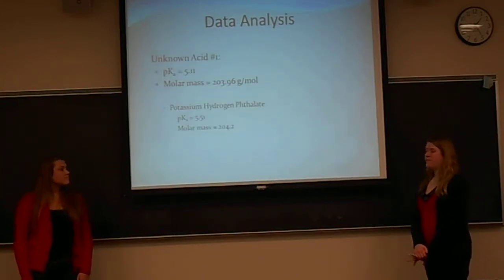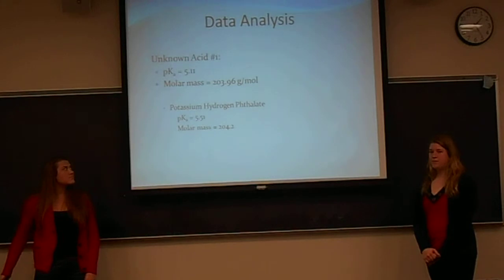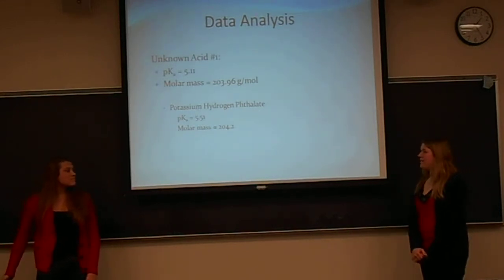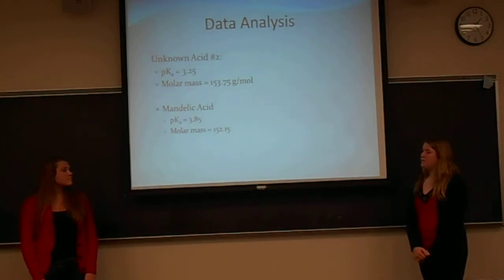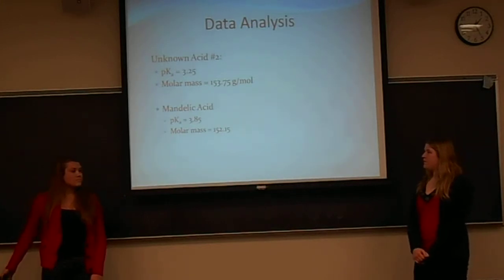And for our unknown acid number 1, our pKa was 5.11, and our molar mass was 203.96 grams per mole. This compared to the potassium hydrogen phthalate with a pKa of 5.51 and a molar mass of 204.2. For our unknown acid number 2, we got a pKa of 3.25 and a molar mass of 153.75 grams per mole. This compared to mandelic acid with a pKa of 3.85 and a molar mass of 152.15.